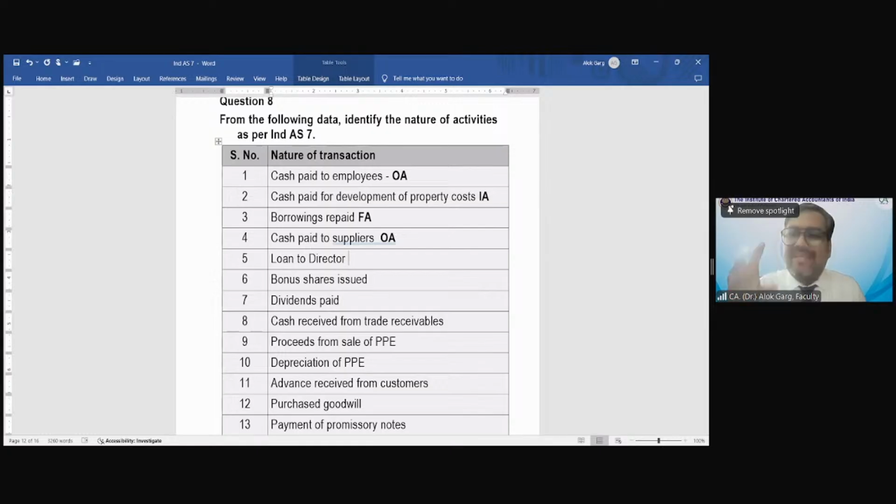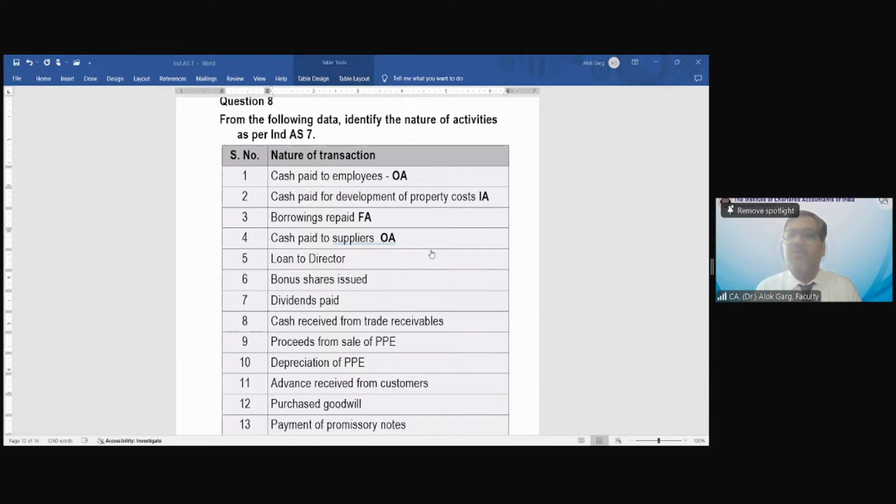When you talk about the capital structure, it means when the company is arranging the funds, how will you arrange the funds? Either through equity or through debt. Means either it will come in equity or it will come in your liability. Whether the loan given to director is a capital structure? Answer is no. So one thing is very clear, it will never be financing activity. Clear?